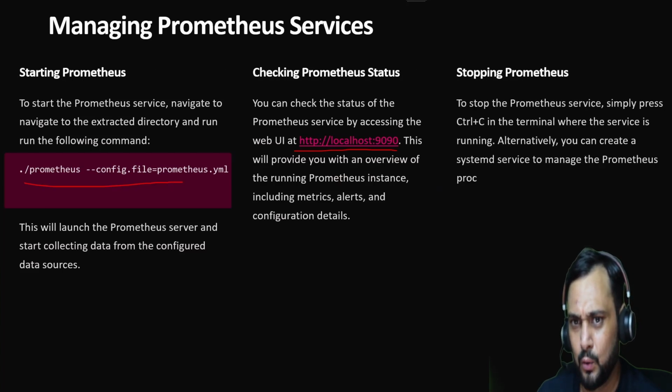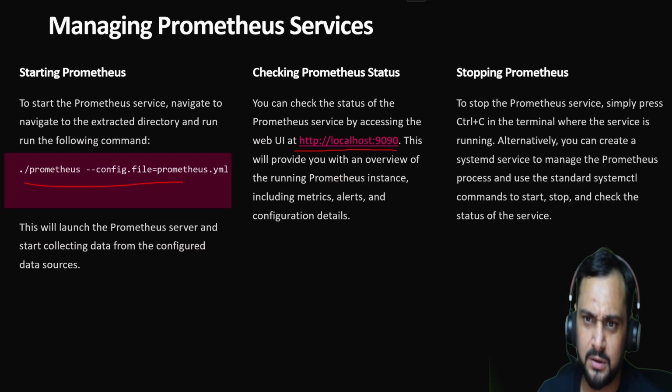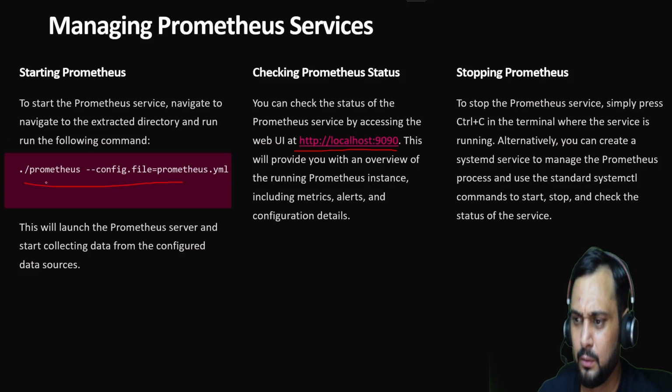And the last, how to stop the Prometheus server. To stop the Prometheus service, simply press Ctrl C in the terminal here, if you have not configured any services. So we just need to press Ctrl C. It will stop the service.